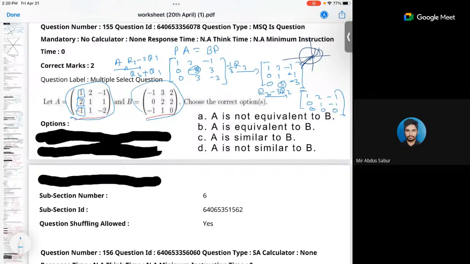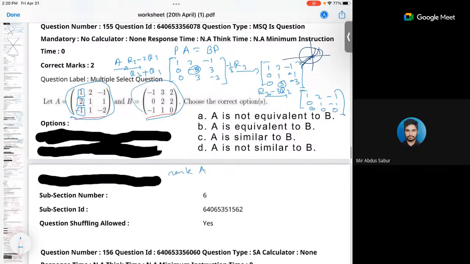So what do we get? Rank A is equal to 2, right? Since 2 rows are non-zero. All of you got it? Nullity 1. Yeah, nullity 1. But we do not need to consider nullity. We just need to consider the rank here, because two matrices are equivalent if their ranks are equal, right? Yes.